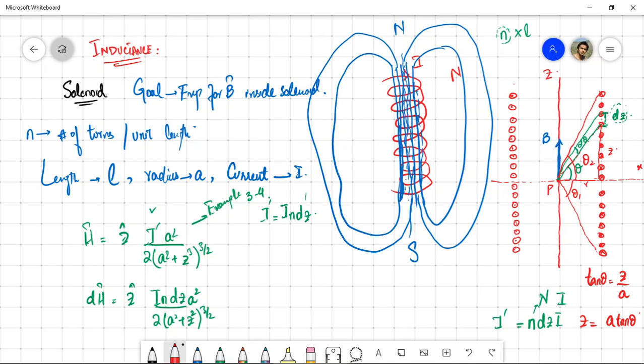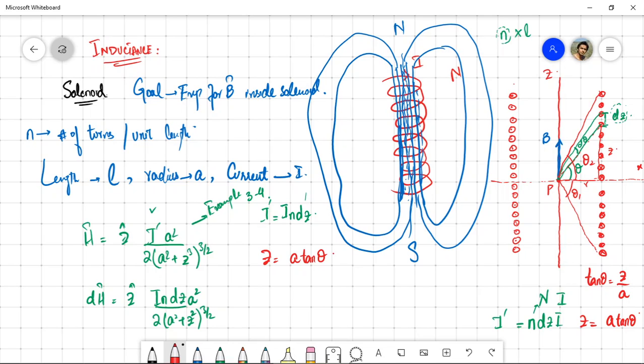Now we can use this, because now we have converted this length in the form of theta and in the form of radius. So now it is in the form of, what we'll say about this, the rectangular coordinate, or cylindrical coordinate system. So z here is a tan theta.